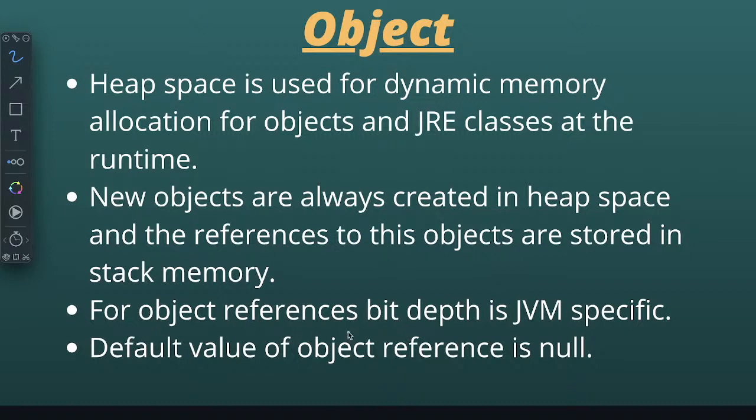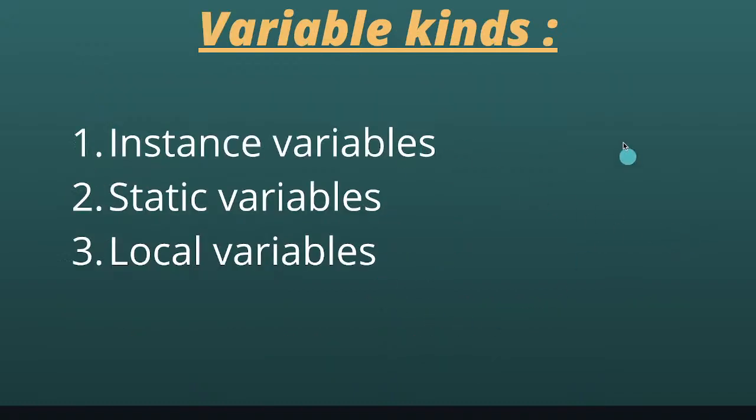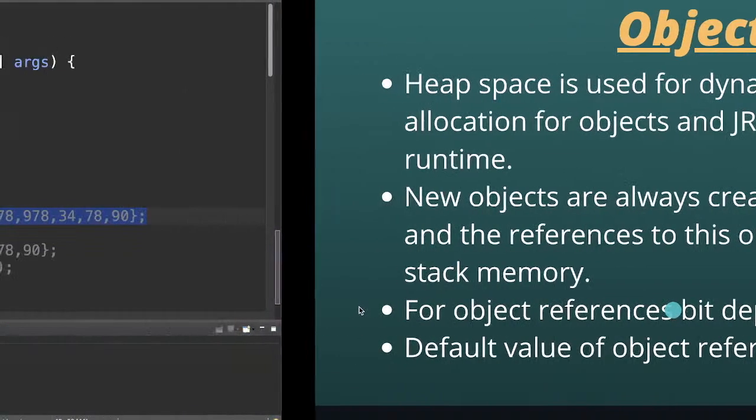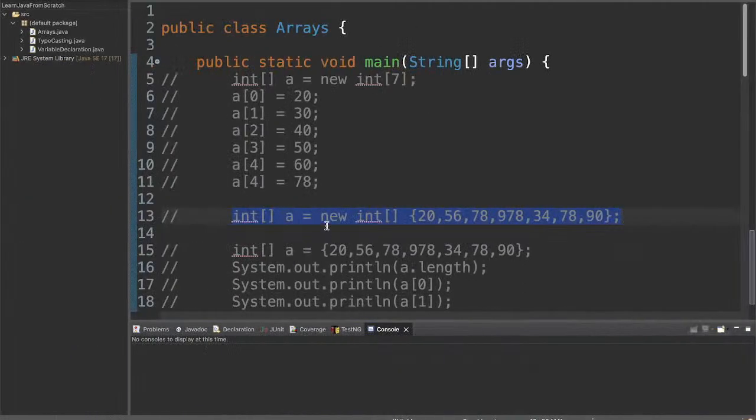So for object references, bit size is JVM specific. We have already discussed this point. Yes, so now before moving further, we'll create some objects and then we'll learn about variable kinds, that is instance variable and static variable, and the third one we'll cover when we learn methods. So let's move down to the Eclipse and let me create a new class.